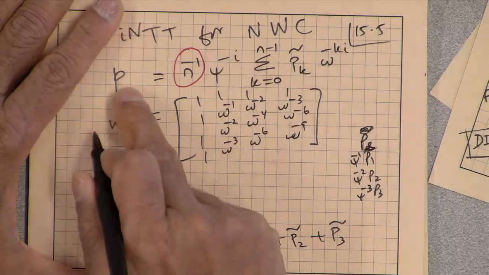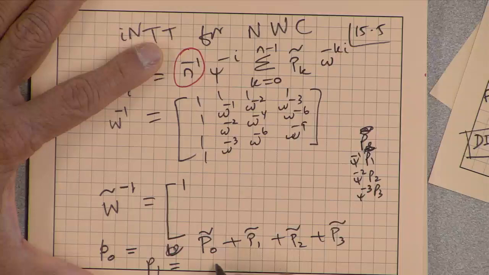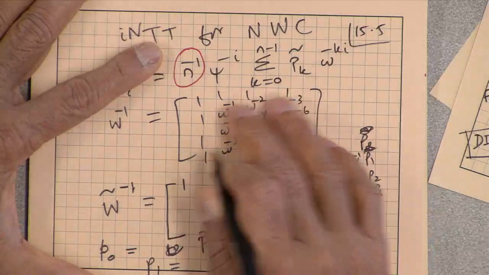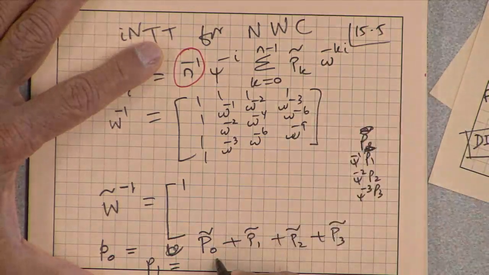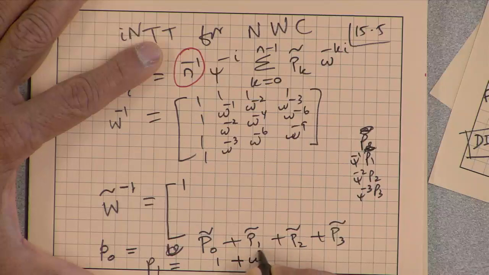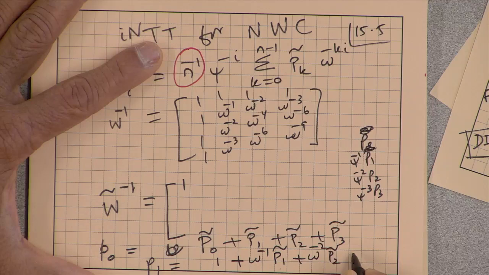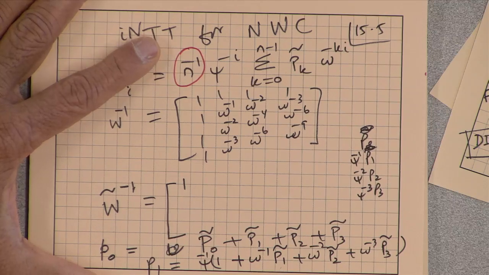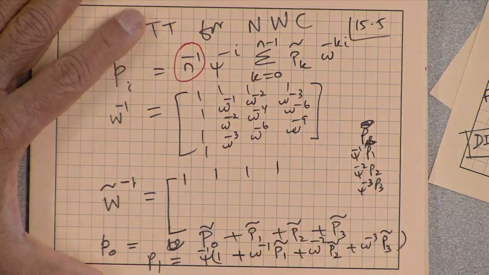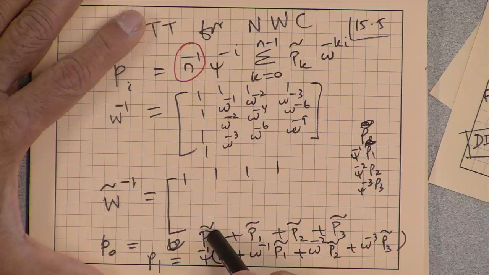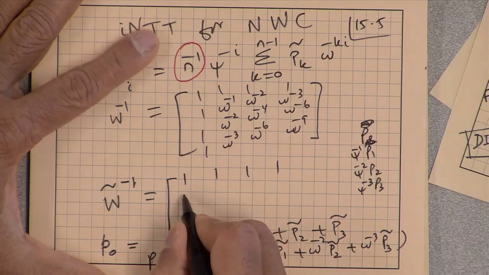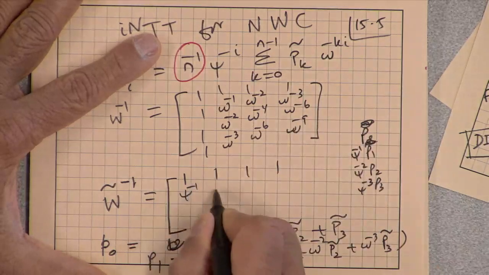P1, when i is equal to 1, psi to the power minus 1. So initially I would have that matrix, P0 tilde and so on. So this would be 1 plus omega to power minus 1 P1 tilde plus omega to power minus 2 P2 tilde plus omega to power minus 3 P3 tilde, whole thing multiplied by psi to power minus 1. So what does that really say? The first row will be all ones. Think about this multiplied by this vector P0 tilde, P1 tilde, P2 tilde, P3 tilde. For the next row, P1, everywhere I have to multiply by psi to power minus 1. Take the second row, multiply by psi to power minus 1.